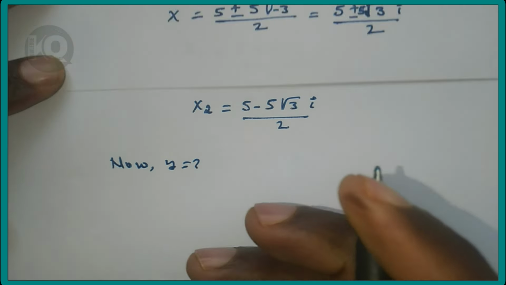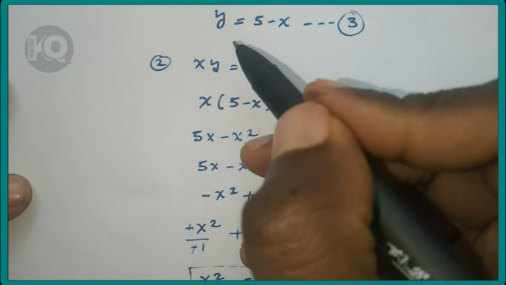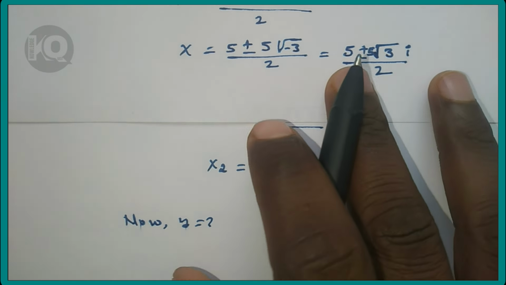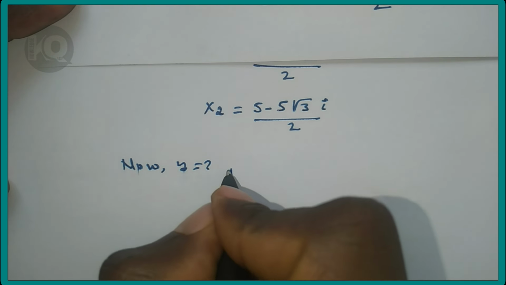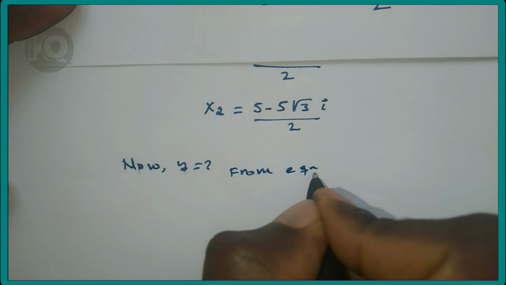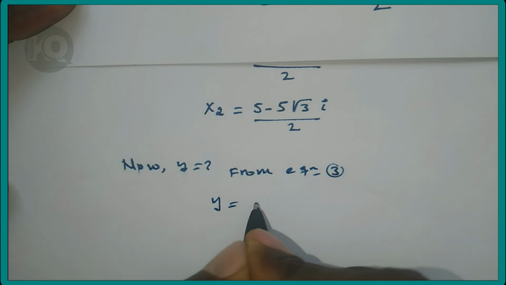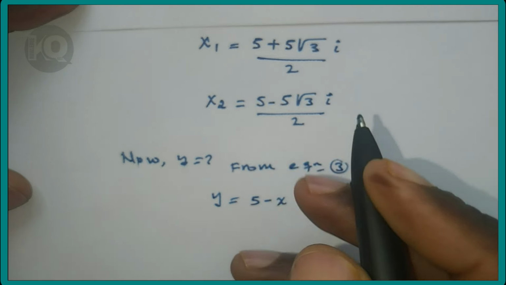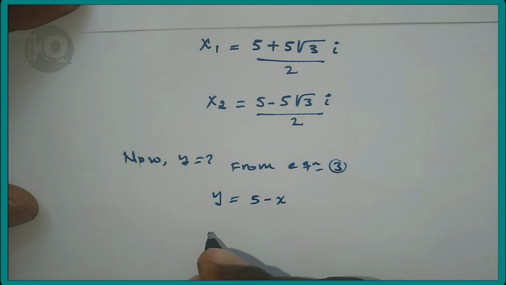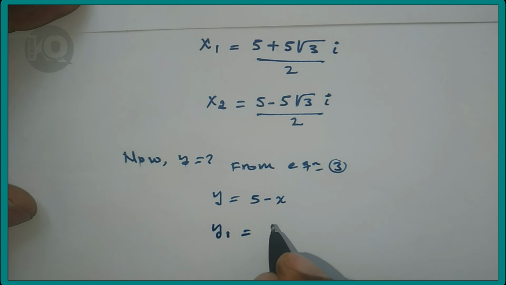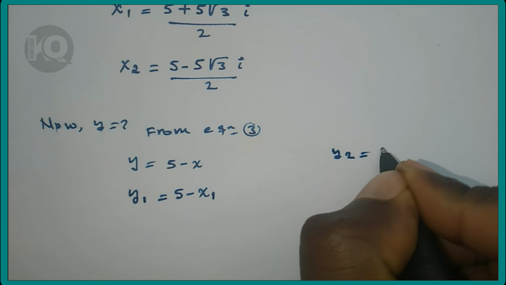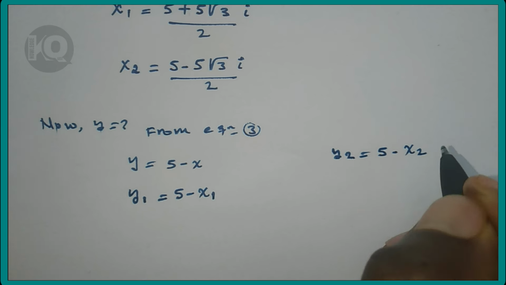So from equation 3, y is equal to 5 minus x. Since we have two solutions for x, y will have two solutions. So y1 is equal to 5 minus x1, and y2 is equal to 5 minus x2.